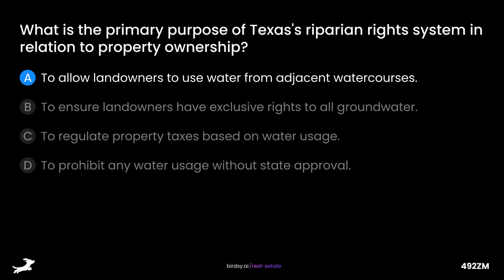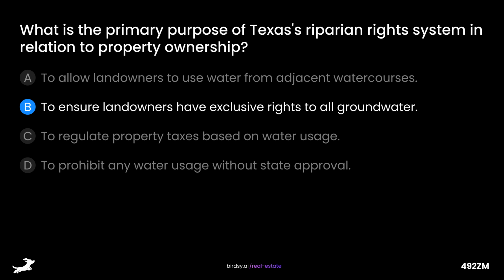Is it A, to allow landowners to use water from adjacent watercourses? B, to ensure landowners have exclusive rights to all groundwater? C, to regulate property taxes based on water usage? Or D, to prohibit any water usage without state approval?